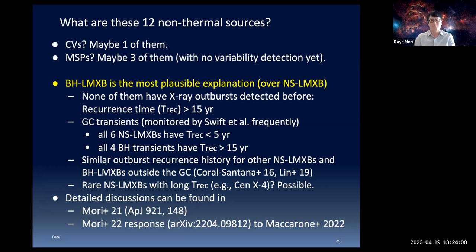So this trend of black hole transients having very long recurrence times versus short neutron star LMXB recurrence times was actually observed in other systems outside the galactic center. Nearby transients that could be observed by all-sky monitors like MAXI and Swift seem to show a similar trend. I'm not denying it could be a rare neutron star LMXB with a very long recurrence time, like, say, a possibility. But as a whole, as a population, I would say most of them should be black hole LMXBs.